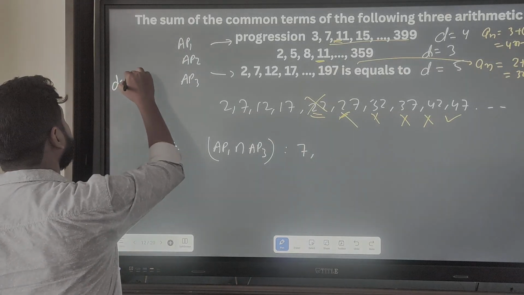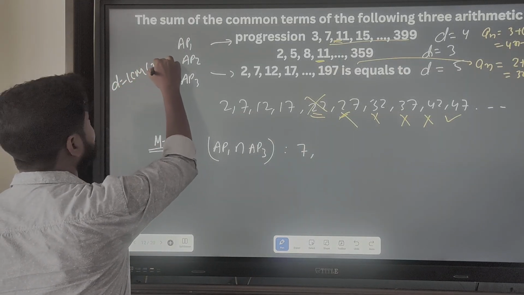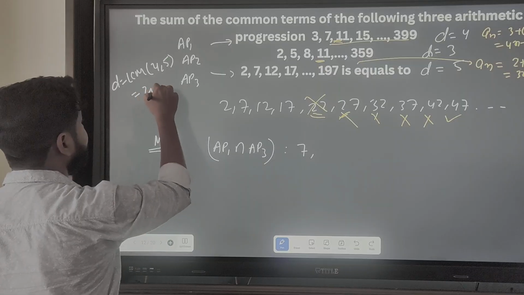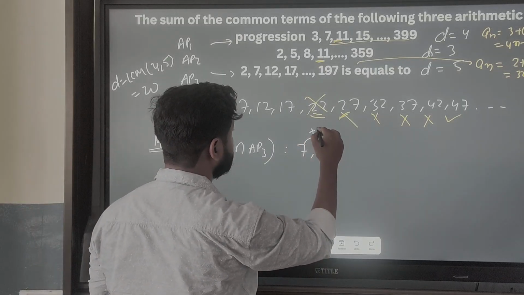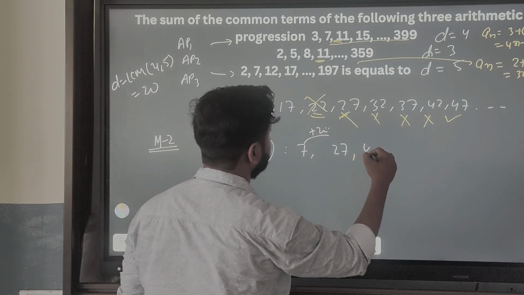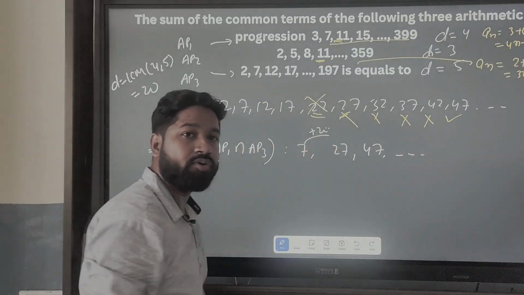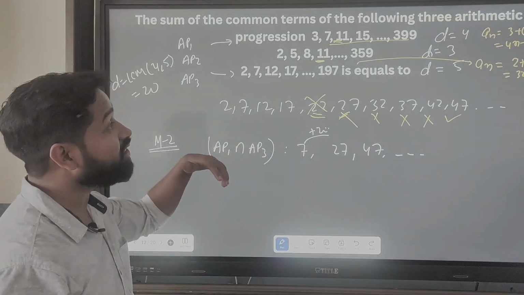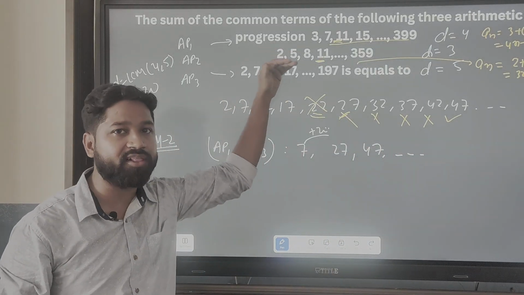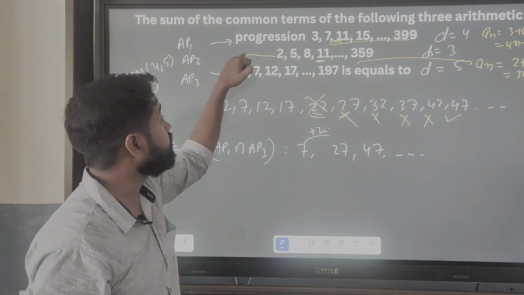You'll say in order to find the common difference, just take the LCM. 4 and 5, that is how much? 20. So the next number will be what? Plus 20, that's 27. The next will be what? 47 and so on. Now as they are asking for the common terms, these terms should be common in all the three APs. Let's go for this one.